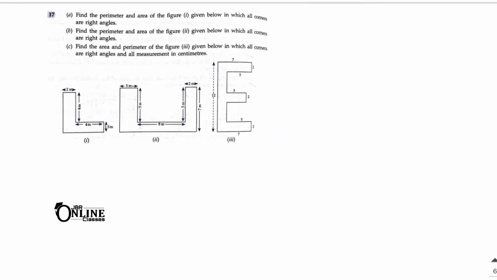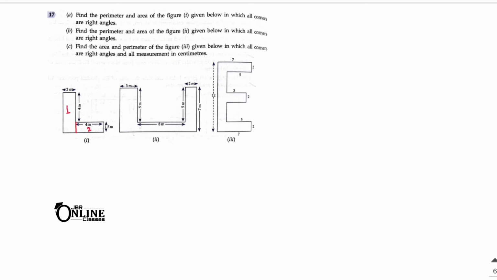Now sum number 17. In sum number 17, here the first one, find the area and the perimeter of the figure given below in which all corners are right angles. So here first you have to join this portion. If you join this one, then you will get two rectangles. This one is the first rectangle and this one is the second rectangle.